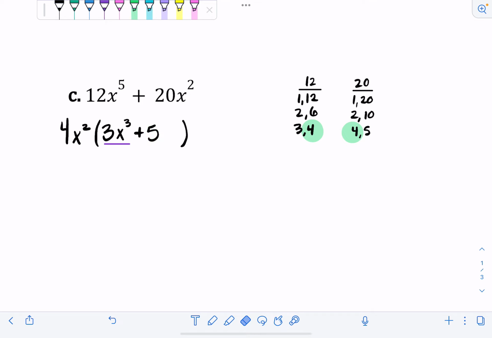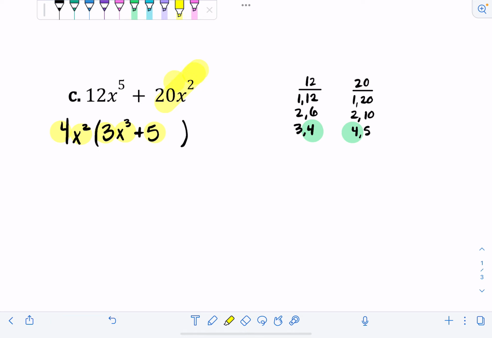Okay, the alternative way of thinking of it is like with dividing. So if I were to do 12x to the fifth divided by 4x squared, 12 divided by 4 is 3, and then x to the fifth divided by x squared is x to the third power. And then 20x squared divided by 4x squared. So 20 divided by 4 is 5, and then x squared divided by x squared cancels all the x's out, so that's why there's no x left inside the parentheses.